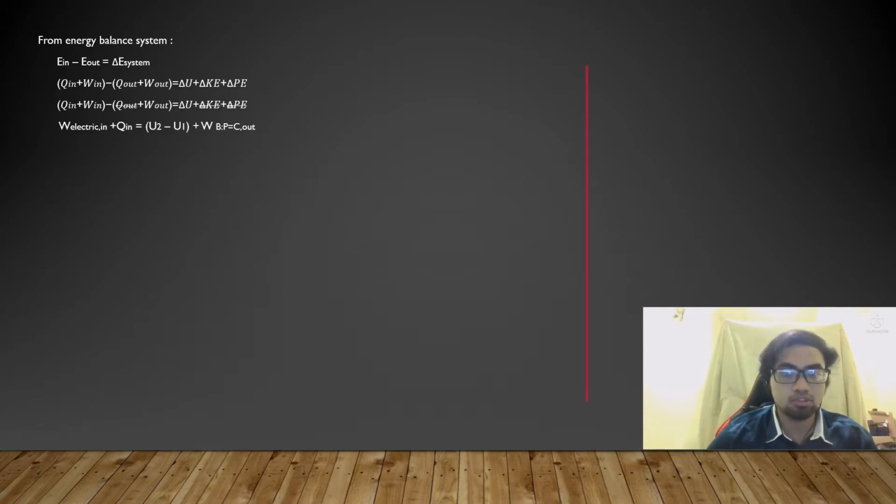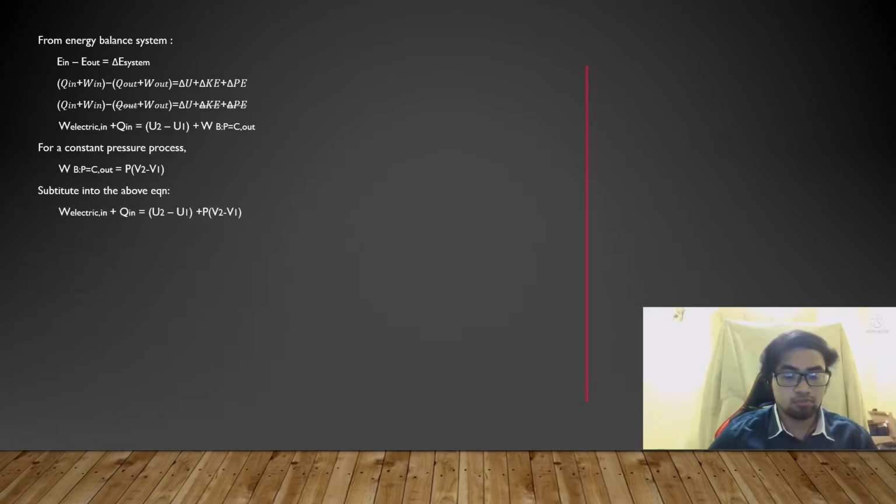We do have work out, which is boundary work in a constant pressure process. For a constant pressure process that we derived, the boundary work is equal to P multiplied by final volume minus initial volume. From this, we substitute into the above equation: W in plus Q in equal to U2 minus U1 plus P multiplied by V2 minus V1. With this, we distribute the P into V2 minus V1. We get W in plus Q in equal to U2 plus PV2 minus U1 plus PV1.